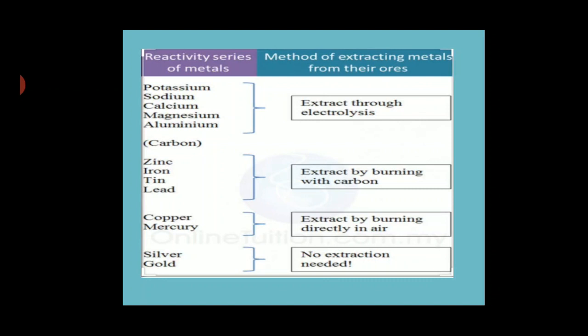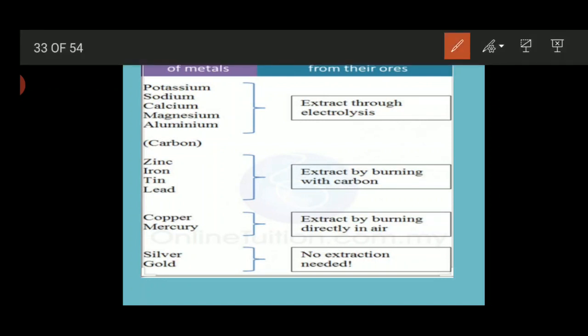So let's start. Which method is most appropriate and helpful in the extraction of those metals which are present in the highly reactive category, the mild reactive category, and the least reactive category? We all know that metals exist in our surroundings in two forms, either in a free state or in a combined state. Most of the metals are present in the combined state in the form of sulfide ore, oxide ore, carbonate ore, etc. And least reactive metals are freely present in our environment.